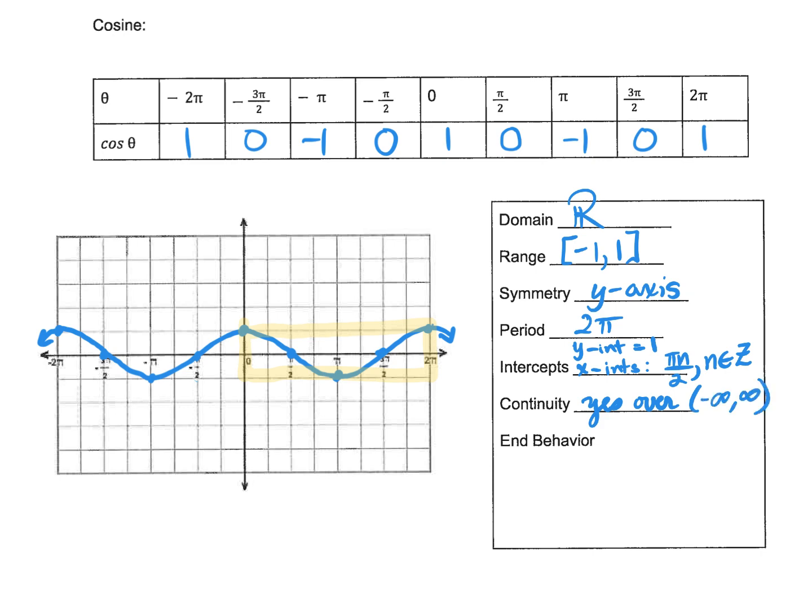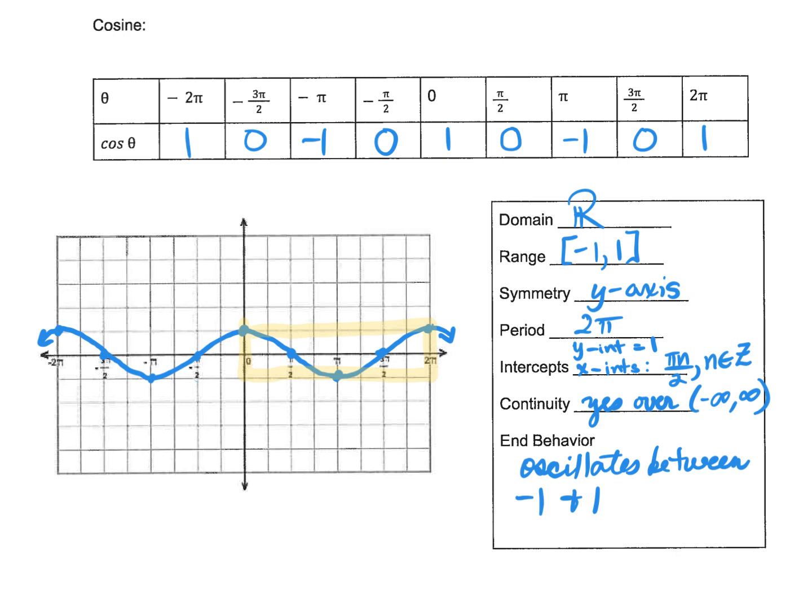And behavior. What do we notice about this guy as well as with sine? Oscillates. Between -1 and 1. Okay. So do you feel like you can identify all of the pieces here?